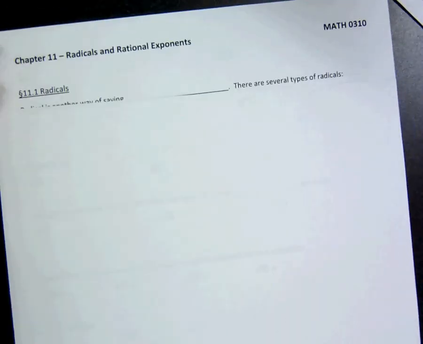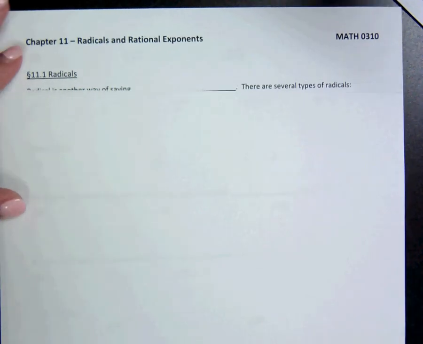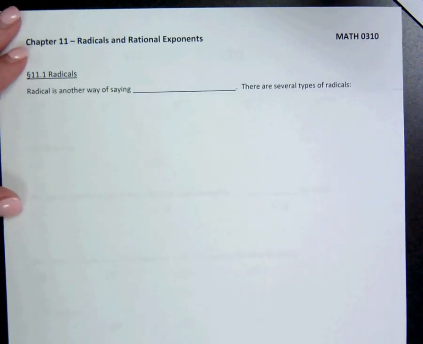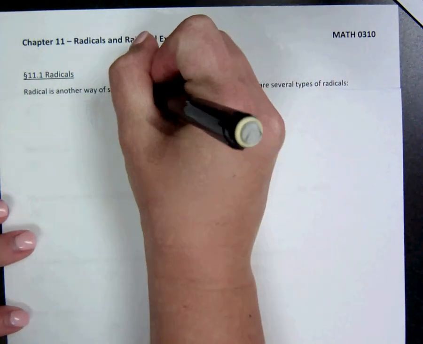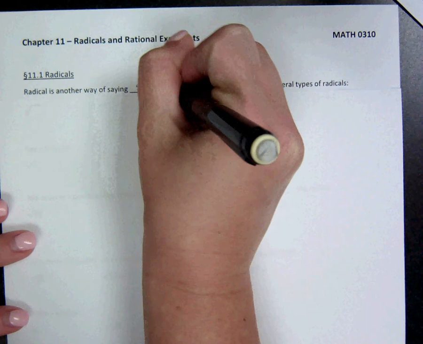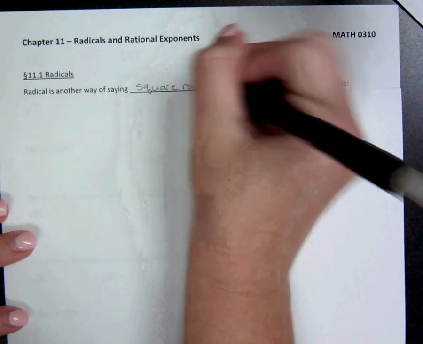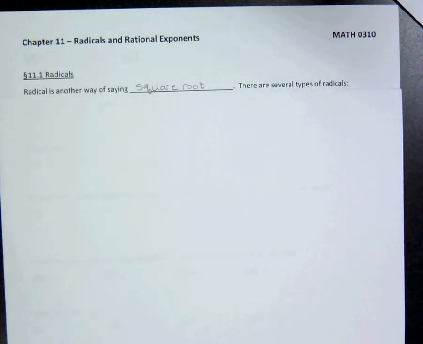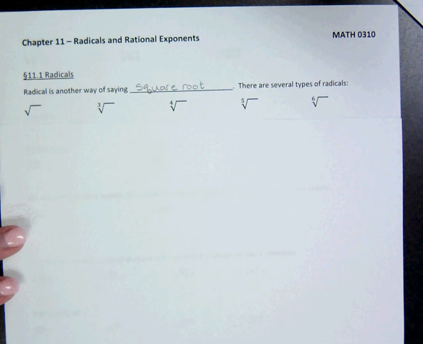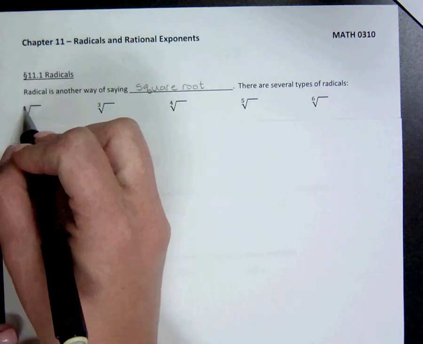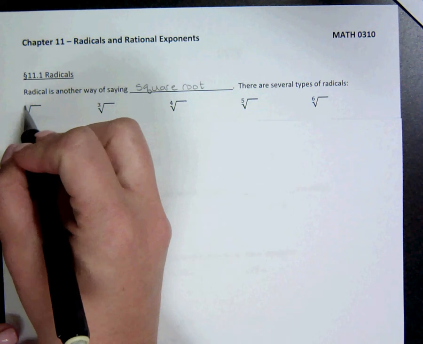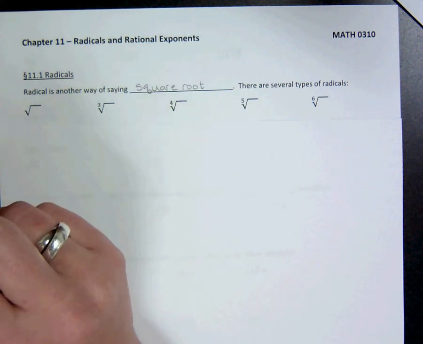Alright, so section 11.1 is on what are called radicals. You might have heard that word before, you might not have. Radical is another way of saying square root. So hopefully you've heard of square roots before. But radical is the name of that symbol that we use for square root. And there are several types of radicals. So the one we're familiar with is the square root symbol. Notice there's no number or index in the little arm of the symbol.